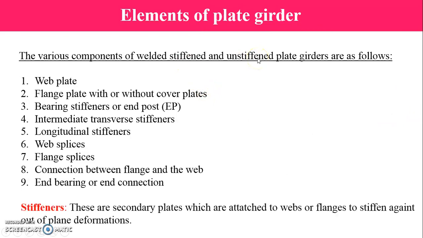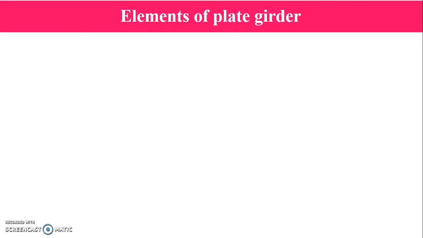Now we will see what stiffeners are. Stiffeners are nothing but secondary plates which are attached to the web or flanges to stiffen them against out of plane deformation. So what is out of plane deformation? Out of plane deformations are buckling, crippling or bending of the web or flanges. So we will look at these elements in the further slides.